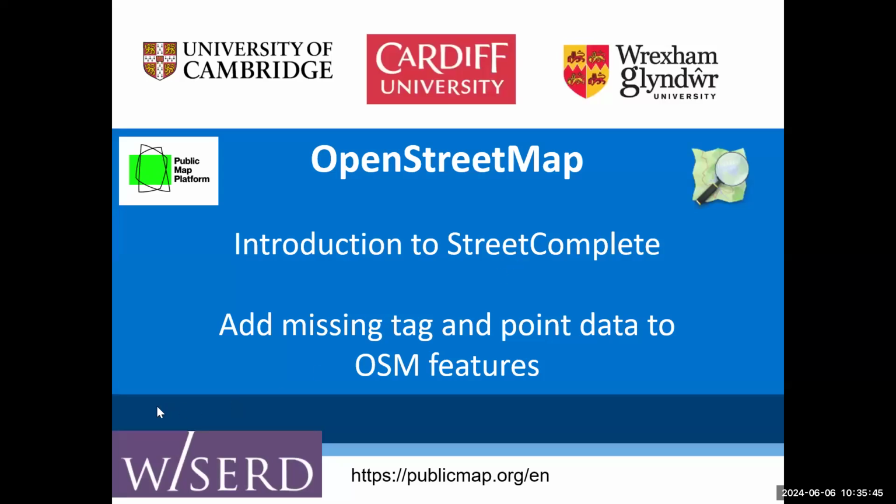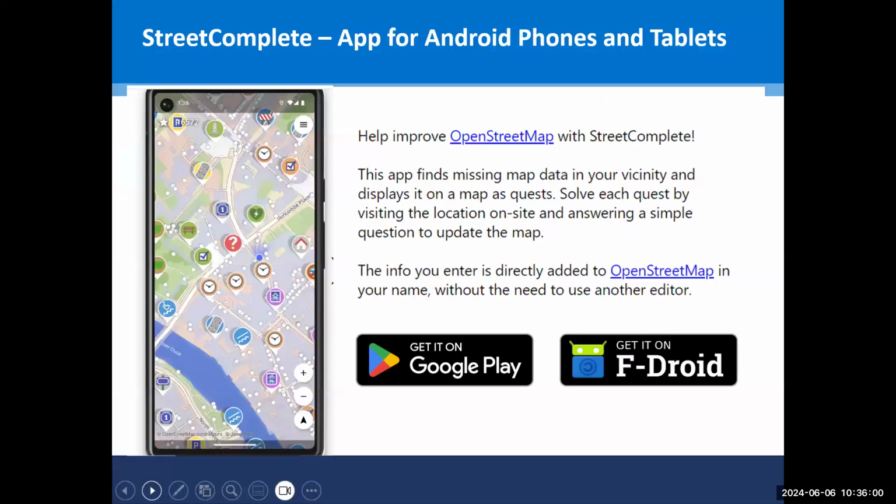In this training video, we'll be learning how to use the StreetComplete app to add missing tag and point data to OpenStreetMap features. StreetComplete is an app for Android phones and tablets, and therefore you need to download it from the Google Play Store. The PMP Community Digital Mapping Resources page has a link to this in the Mapping Tools section.